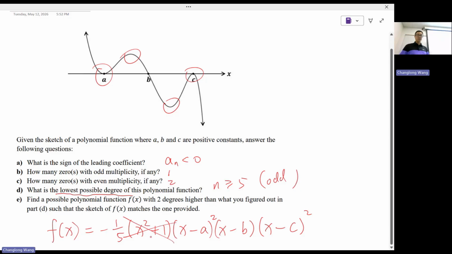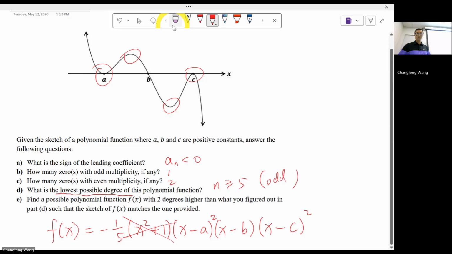So now back to Roseanne's question. Why am I putting the factor x squared plus 1 there? I just want to have a higher degree, because it doesn't hurt anything. Do you see that? Did it change the leading coefficient? No, right? Did it change the zeros? Or does it even contribute to any zeros?